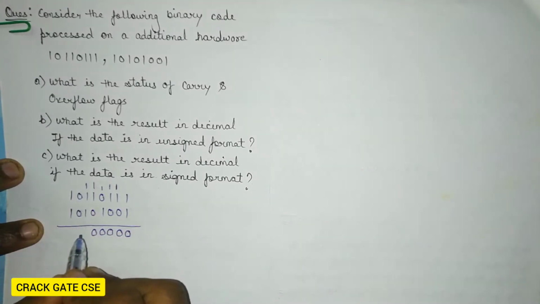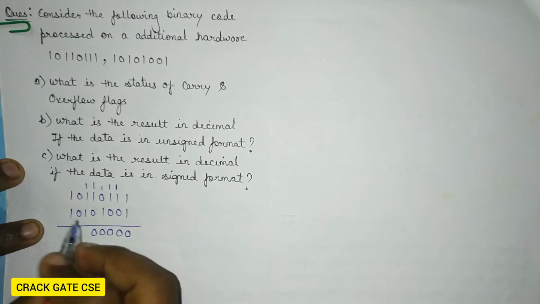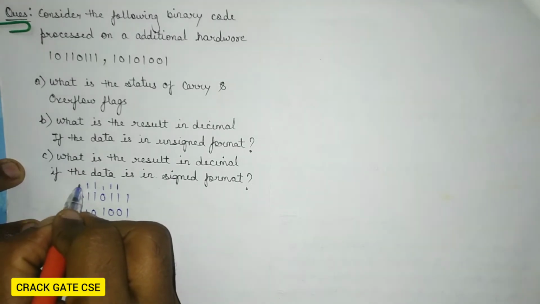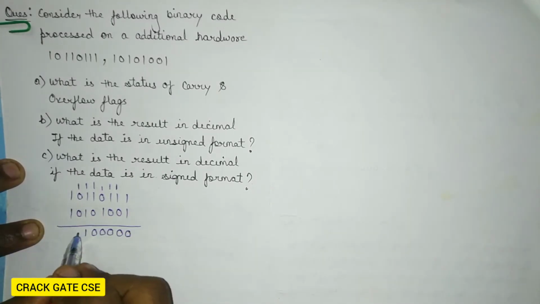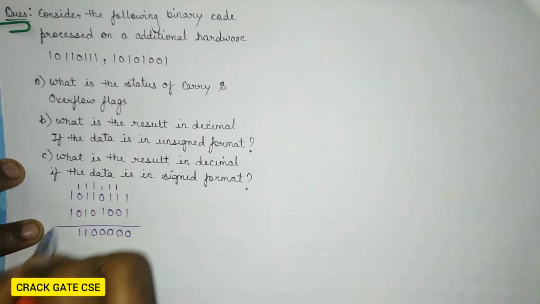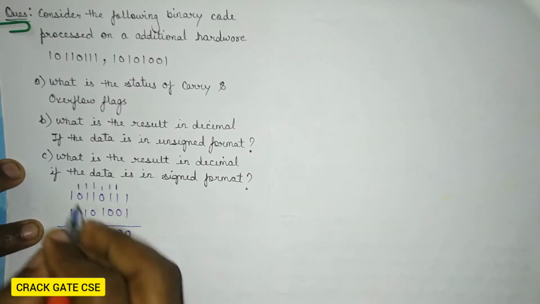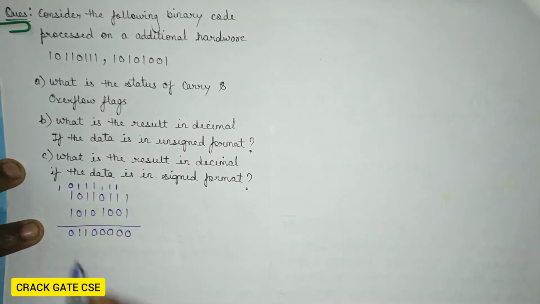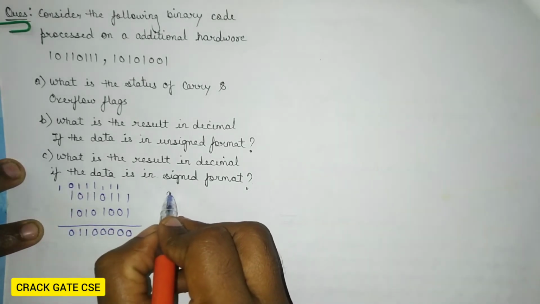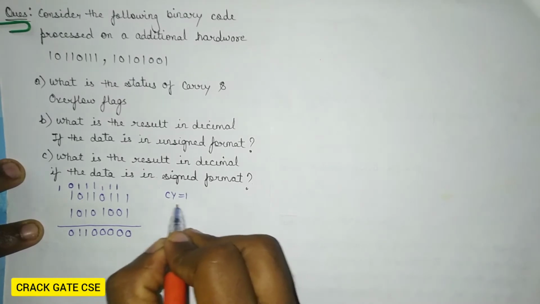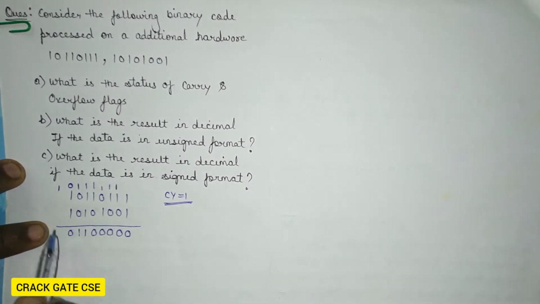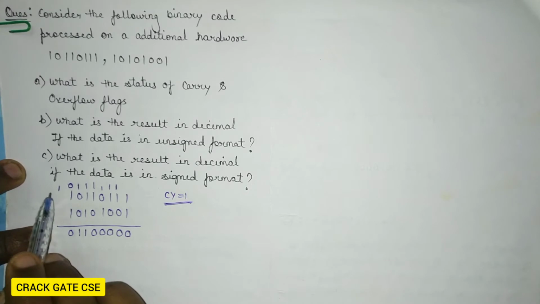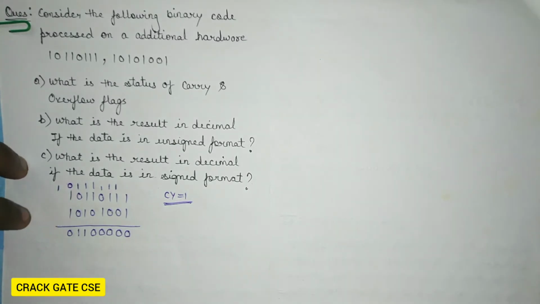Now there are 3 ones, that means the sum is 3. 3 means 1 is here and 1 carry. So this 1 0 0 is 1 and this 1 1 is 0 and there is 1 carry. Here I'm not having any carry, and here this is a carry. So can I say that the carry is equal to 1? Yes, we can say that because there is 1 bit out of the MSB. If there is an out carry, we can say that carry is 1.